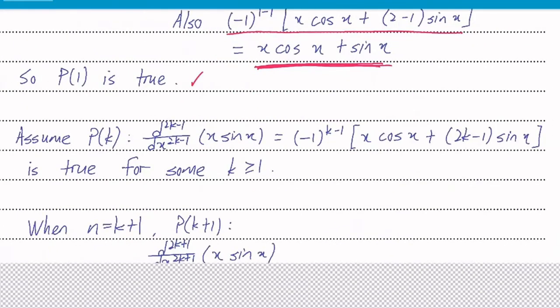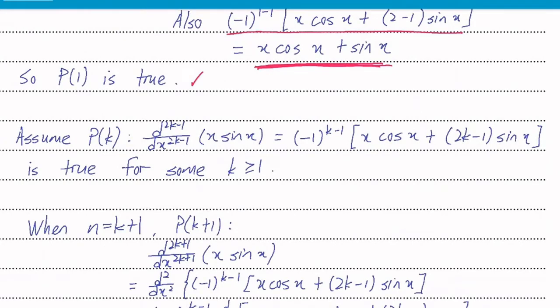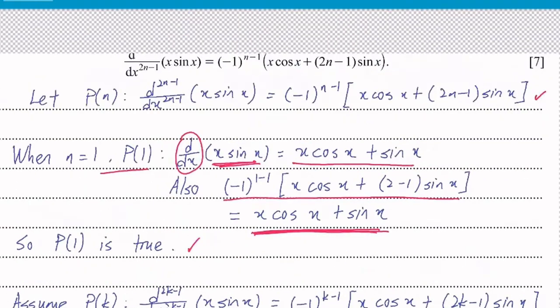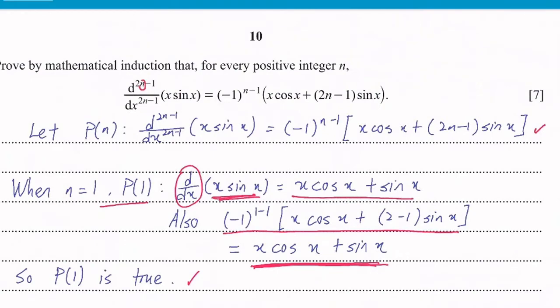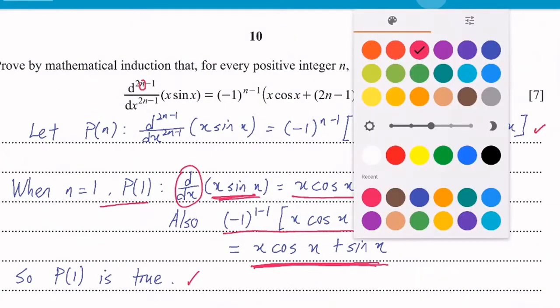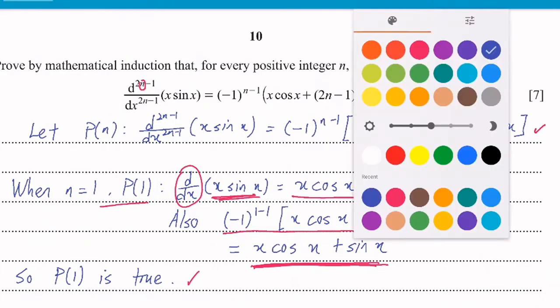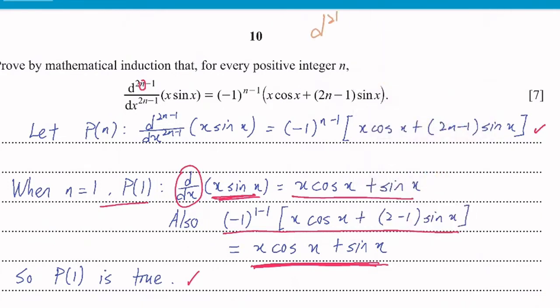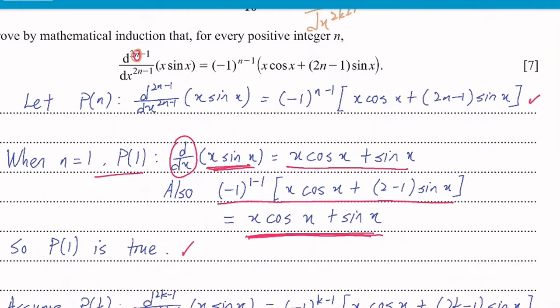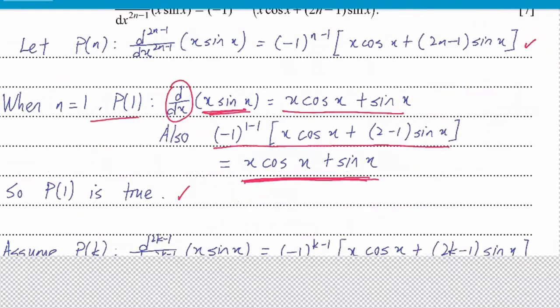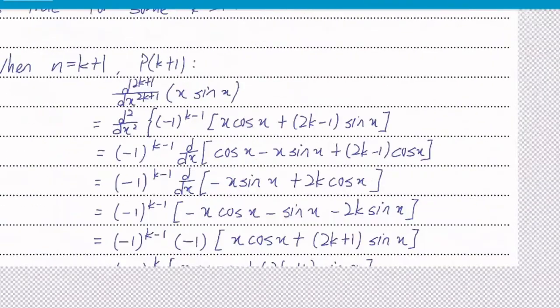So P(k), the assumption, everything is as usual. What we want to prove in this case is that when n is k plus 1, we are trying to prove something that has a d. I'll use another color. So like d to the power 2k plus 1. Because when n is k plus 1, when we evaluate, it's d^(2k+1) over dx^(2k+1). So it means that we need to do 2 times of the differentiation.